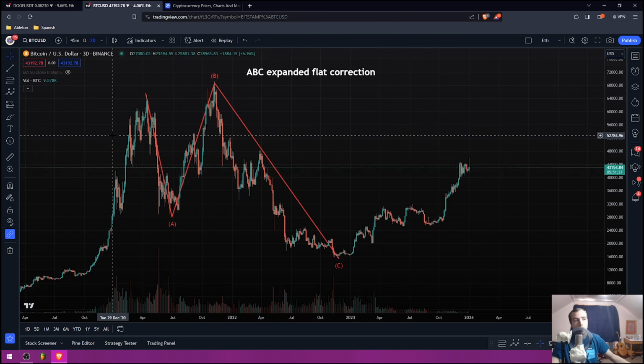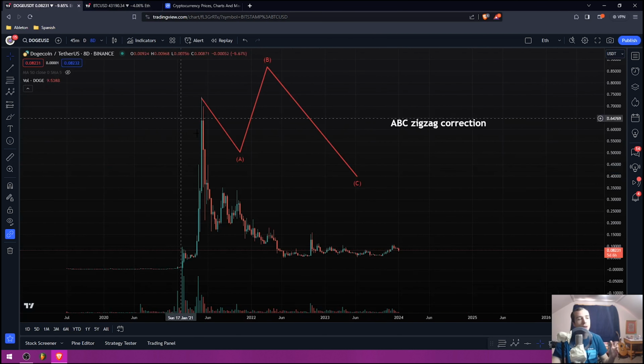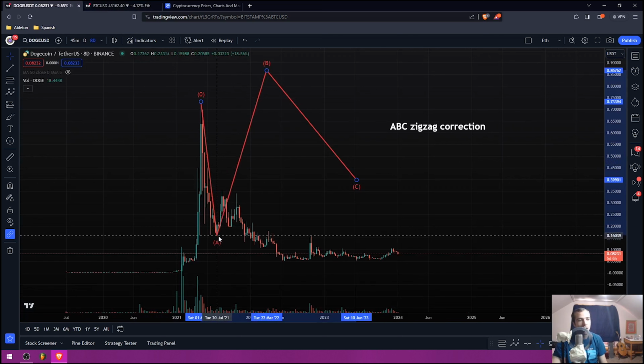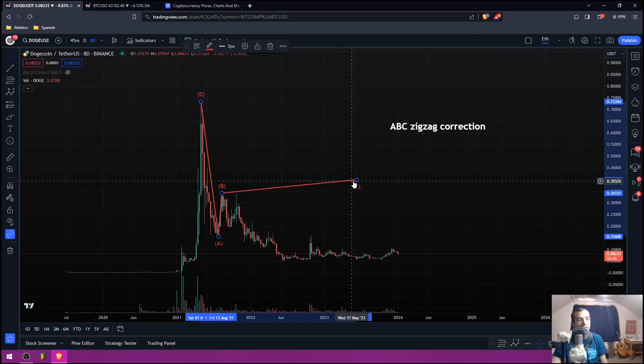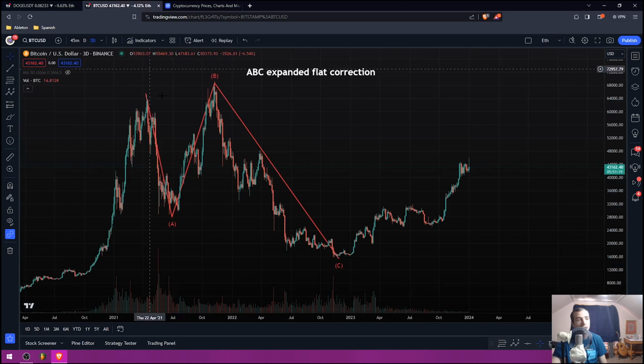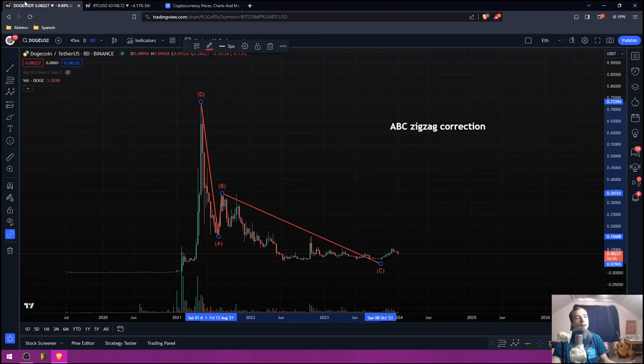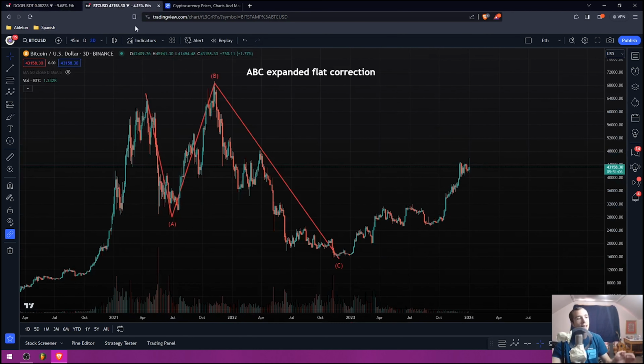The reason why that's important is because the A wave starts around May or April. That's how you know that this is an ABC correction on Dogecoin and an expanded flat on Bitcoin, because the corrections both started around the same point in time. So because both corrections started around the same point in time, it tells you that the beginning of that Elliott wave starts at that same point in time.